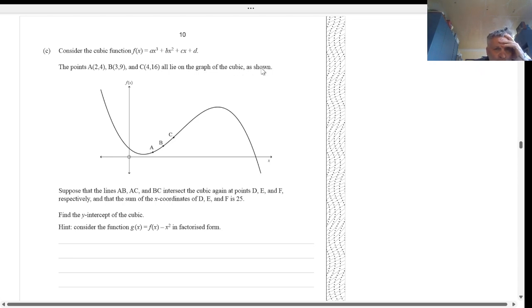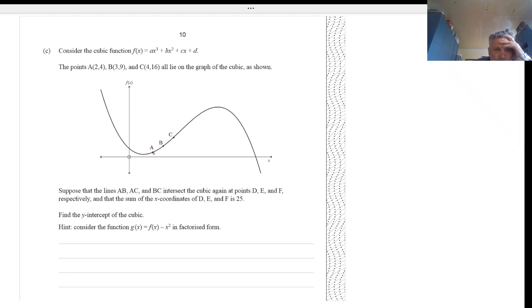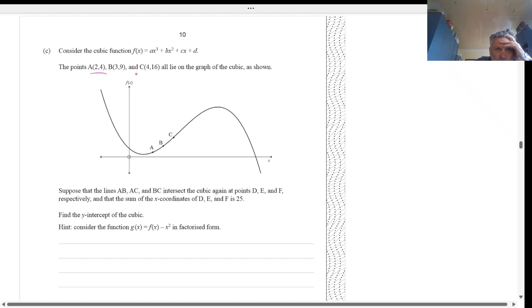They've got 3 points on the curve, which they tell us the coordinates of, and they say that there are straight lines that go through these and hit over here somewhere, and wherever they hit, if we add up the x coordinates, we'll get 25. The sum of the x coordinates is 25.